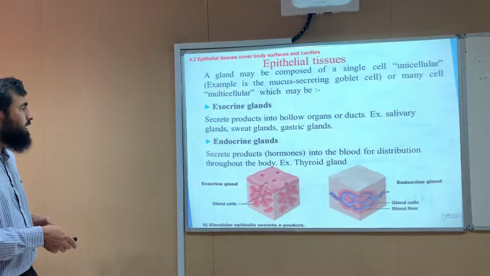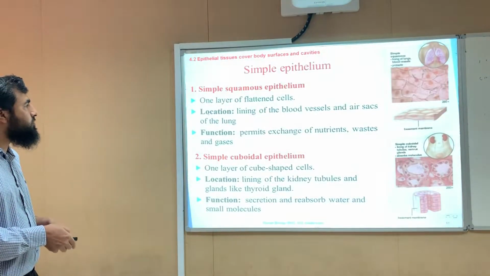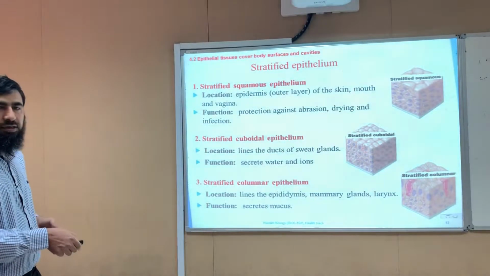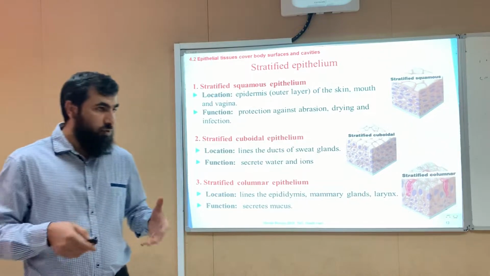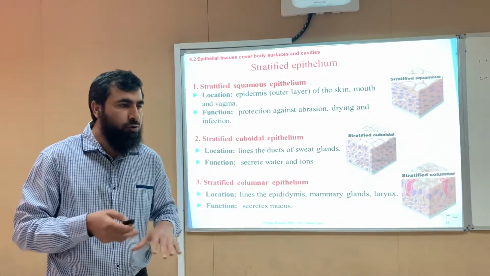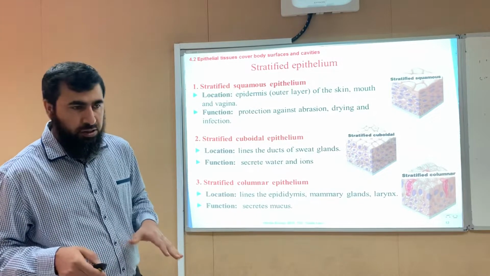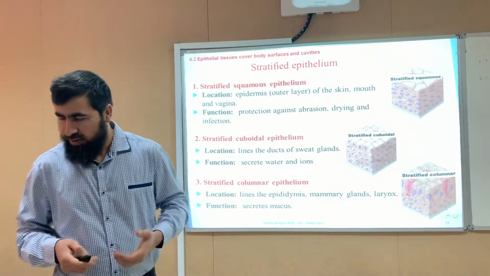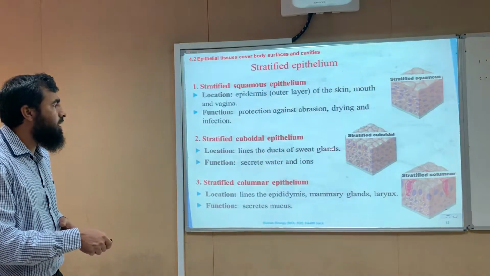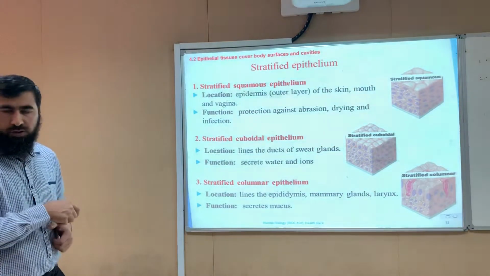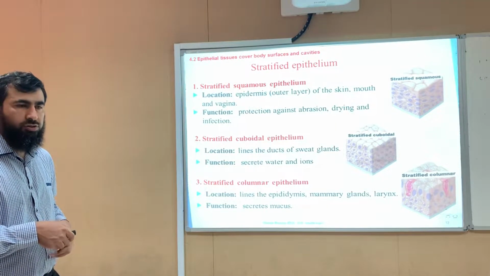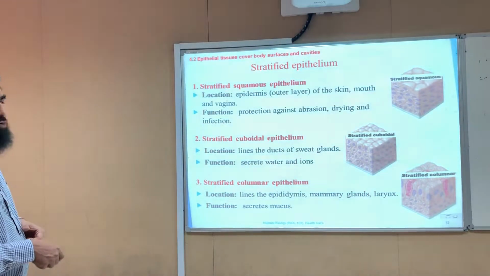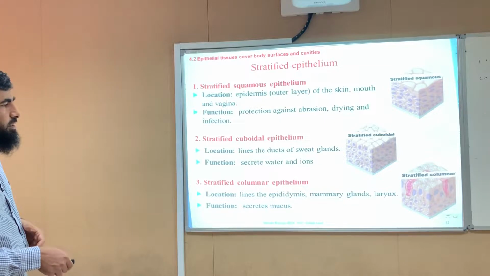So we find stratified cuboidal in the sweat glands, which produce water and ions, okay? It's important in maintaining your temperature. So if it's very hot, remember, you sweat because your body's trying to cool down. So the sweat glands are lined with this stratified cuboidal epithelium, which produces the water and ions that cool you down, okay? Then we have the stratified columnar epithelium, so multiple layers of this columnar epithelia.